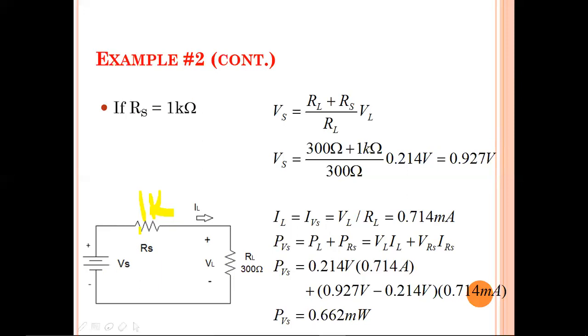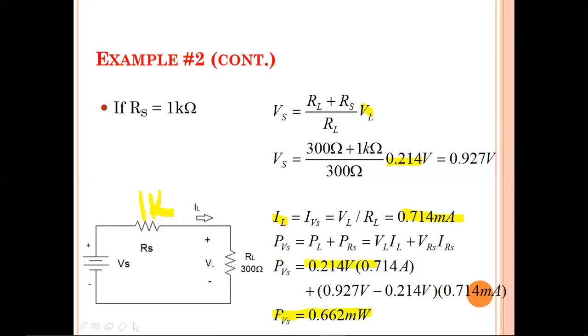So now, EL and VL are already constant. These values are constant. Even if the resistance increases, it should not affect them. That is our initial motto. Then, to find the power at the source: power at source equals power delivered to the internal resistance plus power delivered to the load. If you multiply these terms, you will get the total power delivered by the source, 0.662.